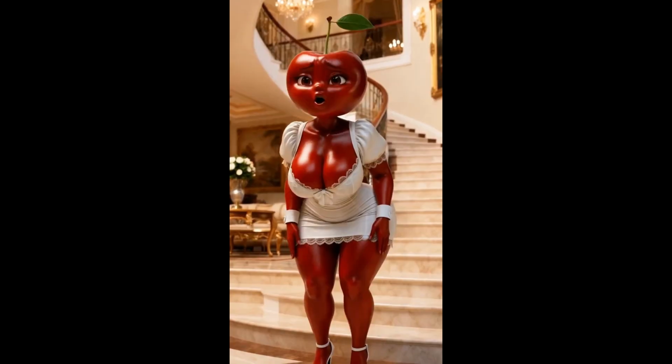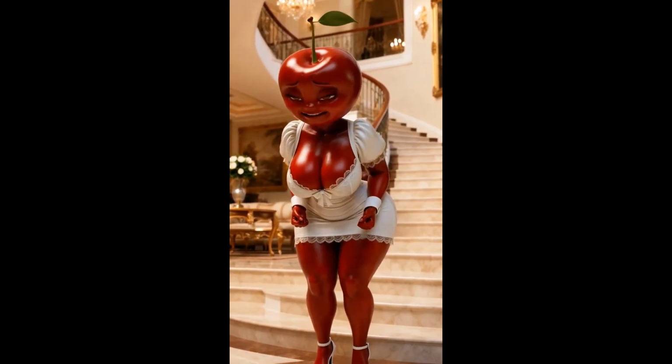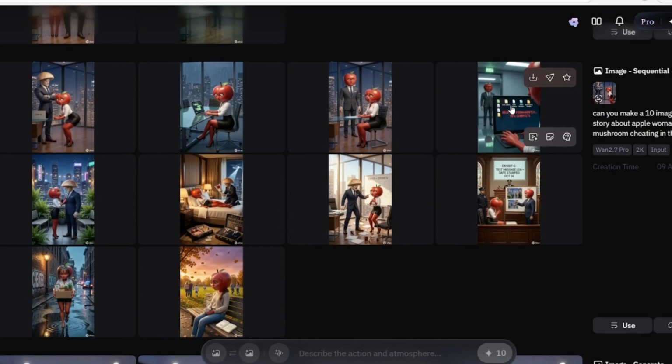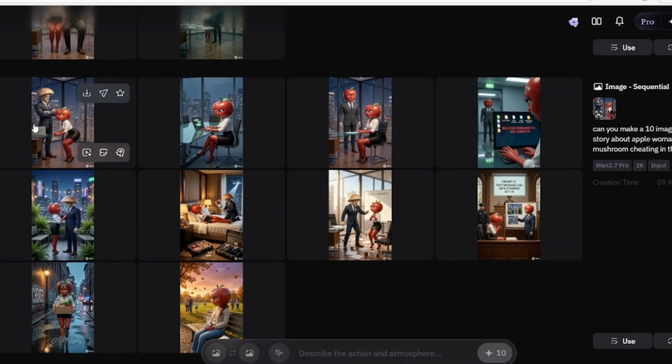But for this feature, I use their image sequential mode where you can put in one image and then you can spit out many images. But here's the catch. It tells a story. So it's not 10 of the same images from different angles. It's 10 different images that are telling a story throughout the progression of the images.